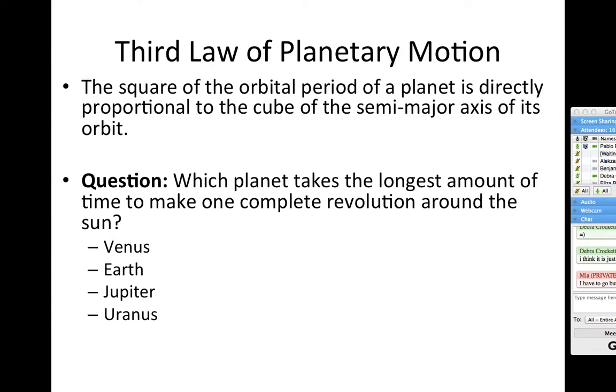So, question. Which planet takes the longest amount of time to make one complete revolution around the sun? Which planet would take the longest to complete one revolution around the sun? Nathan says Jupiter. Deborah says Uranus. Any other takers? We have two votes. Which one takes longer to go around the sun? Another vote for Uranus. We have four votes for Uranus. Why? Alexander, you vote for Jupiter.